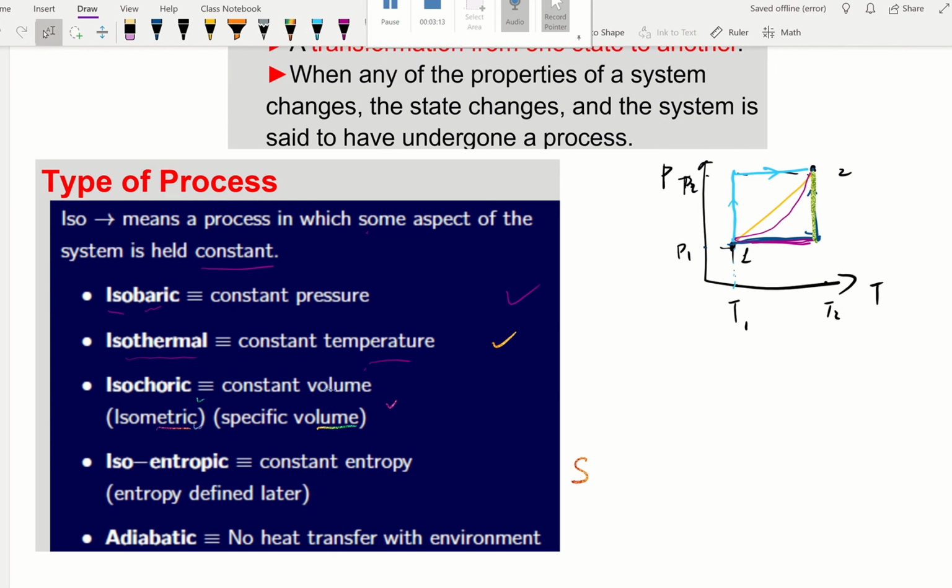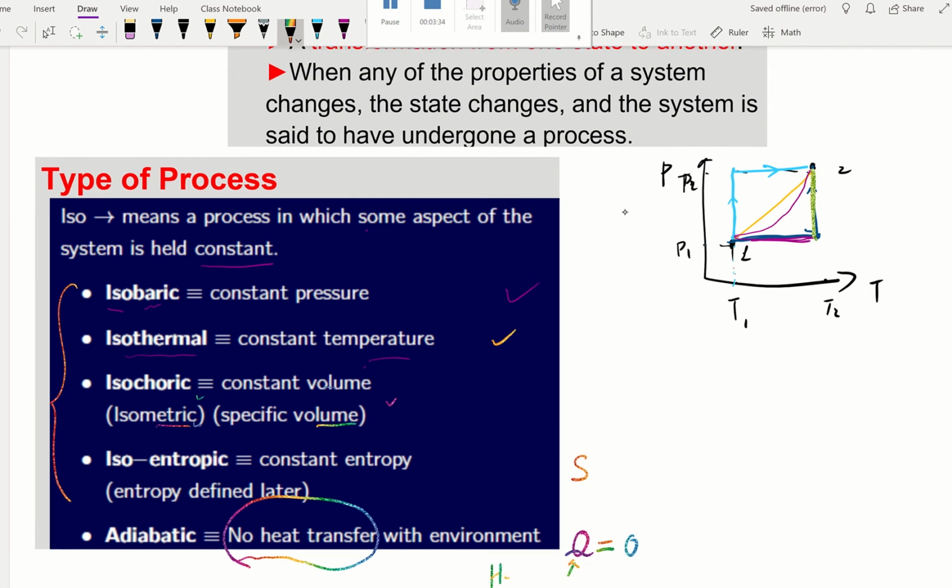Then it could be adiabatic. Adiabatic means no heat transfer. So all the above are iso, meaning the same. Adiabatic is something you just need to remember. It's no heat transfer. To describe that in a mathematical equation, Q in thermo is considered heat, so it means heat transfer is 0. So whenever you see something in the problem that says it's adiabatic, you know Q equals 0.